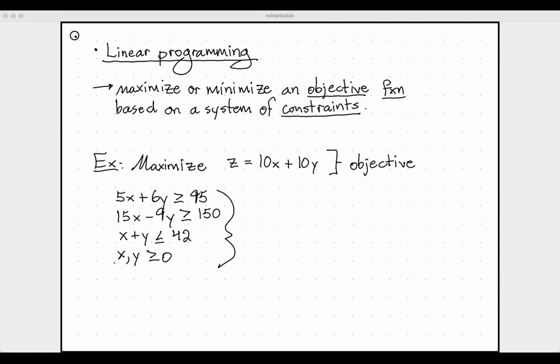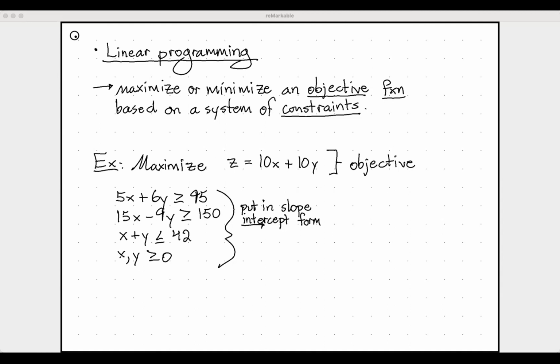Okay, so how are we going to solve this? The first thing to do is to graph all of these inequalities. And all of them right now are not in a nice form to graph. So what I would do first is to put all of these in slope-intercept form so that we can graph them easily. Okay, so let's do that.